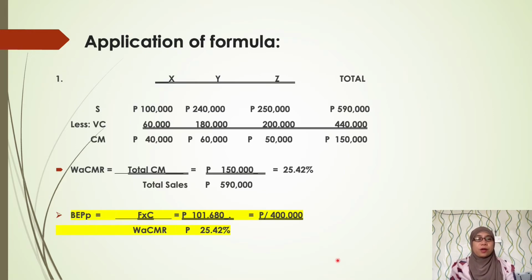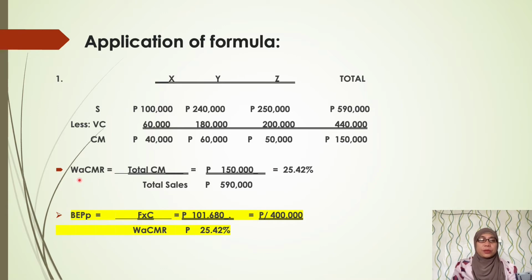So, in applying the formula, number 1, ito na nga, X, Y, and G. Sales for X is 100,000, Y is 240,000, and G is 250,000, the total of 590,000. Then for variable cost, 60,000 for X, 180,000 for Y, G is 200,000, the total of 440,000. Then the contribution margin for each product is 40,000 for X, Y is 60,000, and 50,000 for G. The total of 150,000.